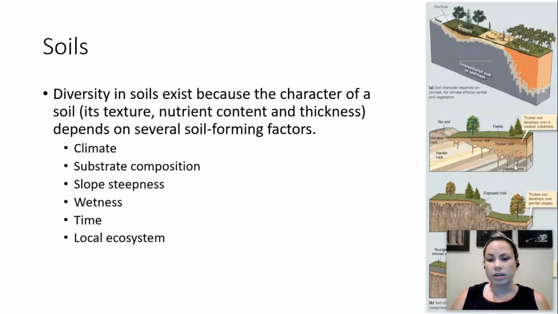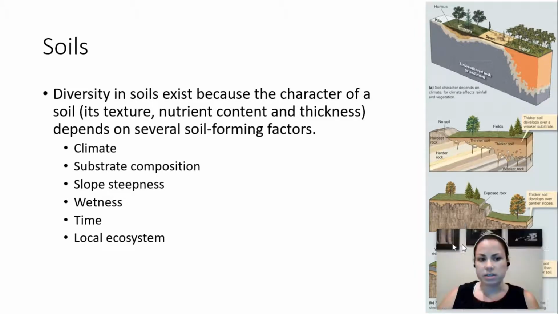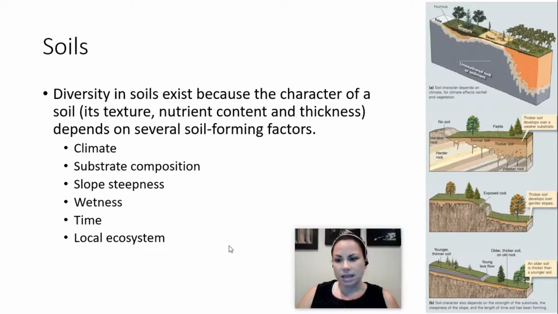The amount of water that is added to the system, so the wetness. And of course, over time, these soils would accumulate more ions and clays, and of course, the local ecosystem and how it might interact with different types of trees or different soils or different root systems. All of these things can change the soil characteristics.